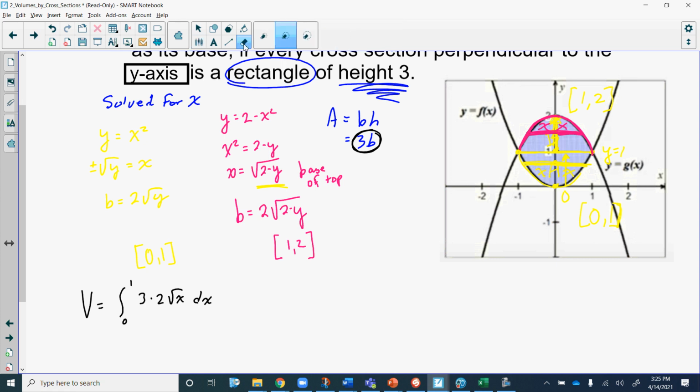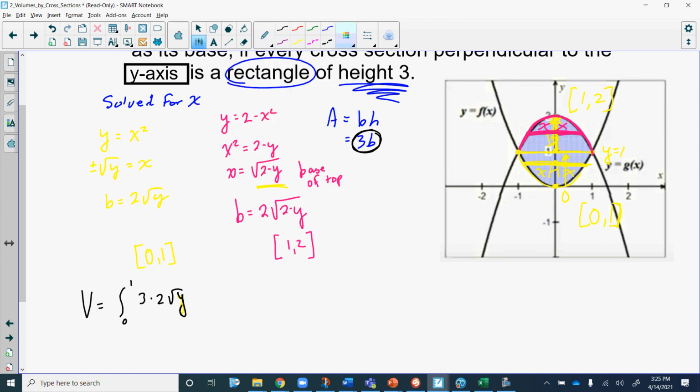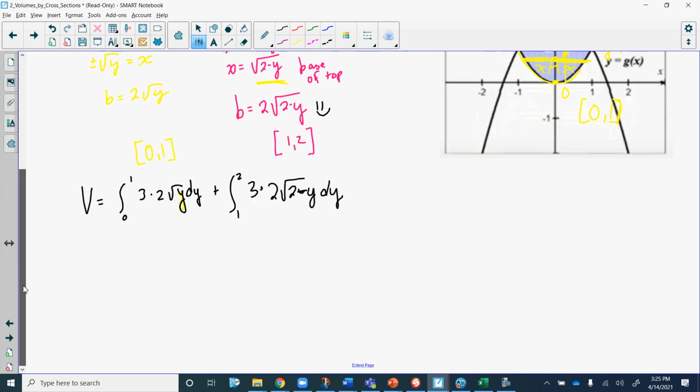So let me come back and erase this. So this will be 2, I'm going to go back to my black color there, 2 radical y dy. And we're going to add the integration from 1 to 2. And this one I got right. So we have 3 times the area of the base, which in this case would be 2 radical 2 minus y dy. So both of these in this case are going to produce a constant of 6.